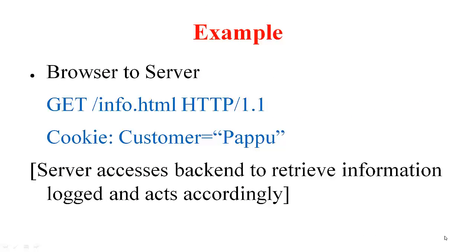Later, when this user visits the same web page and now asks for additional information, the browser is going to send back this cookie in this particular fashion. Now the server will look at this information, interpret it accordingly, access the backend and retrieve the user's information. And when conveying the reply back, it could, for example, say welcome Pappu, and it may also note down within its backend that Pappu now has accessed info.html. So that is how the server maintains state.